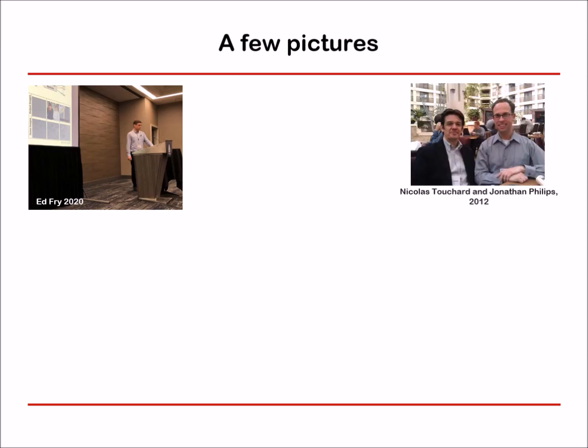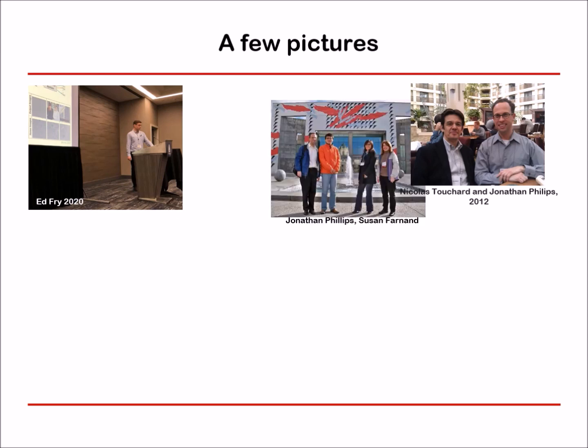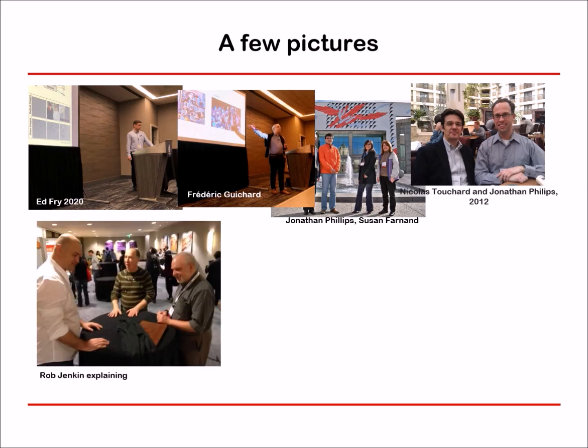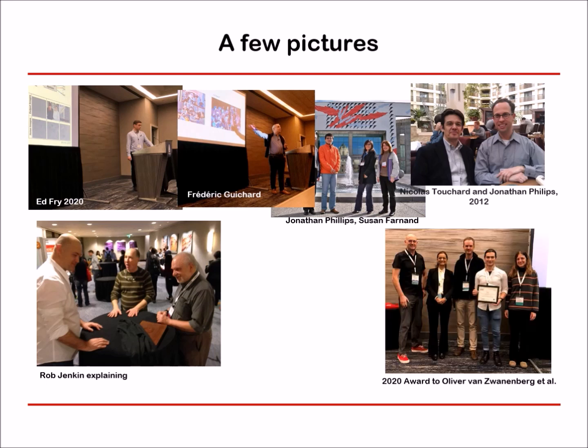Here's a picture of Jonathan Phillips, who is involved with our conference, and Nicholas Touchard. Here's one of Frederic from DxO, giving a presentation regarding, I believe, the evolution of mobile phones and the cameras there. Here's Rob Jenkin, apparently explaining something to Don Williams and Norman Corn. Don is reacting, and Norman is thinking. Again, Rob, with a Best Paper Award paper rather than a Best Student paper.